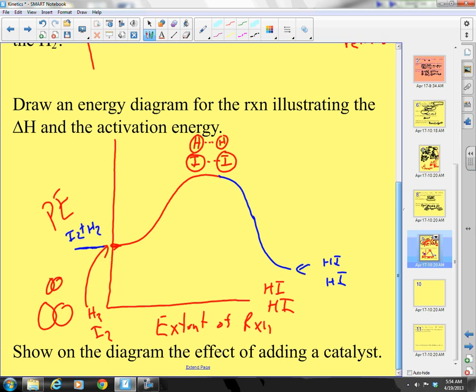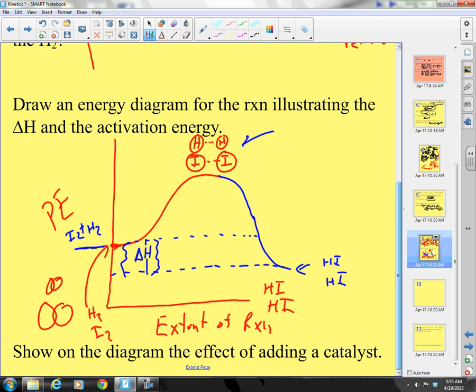Got it? And the difference between these represents what? What's the difference between the energy of my I2 and H2, and the energy of my two HIs? This is my delta H. Got it? So the difference between my starting point of my reactants and the ending point of my products is the delta H. And in this case, this delta H is a negative value because the energy of my reactants is greater than the energy of my products. Good.